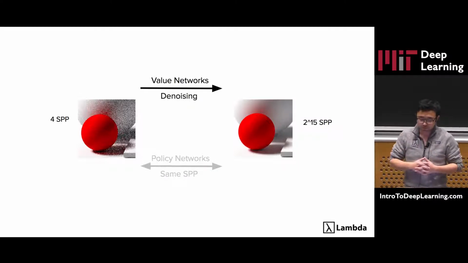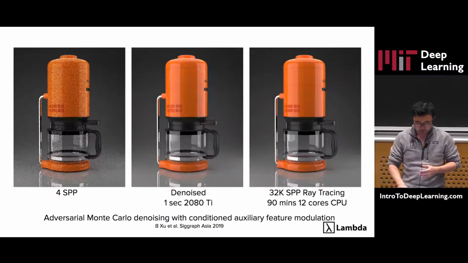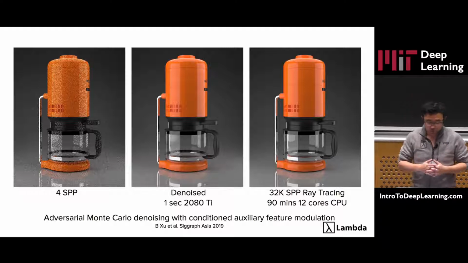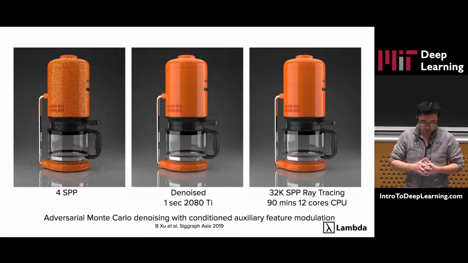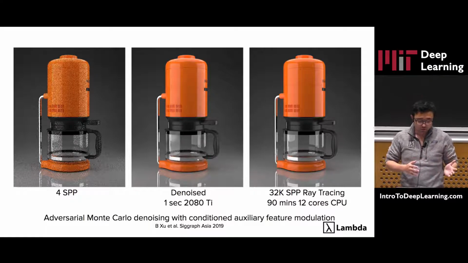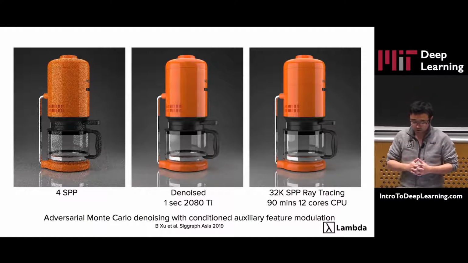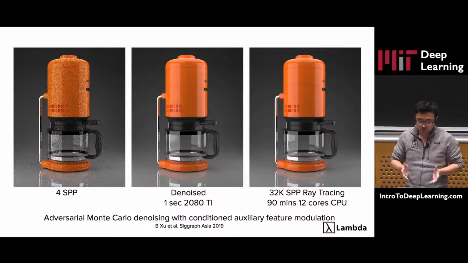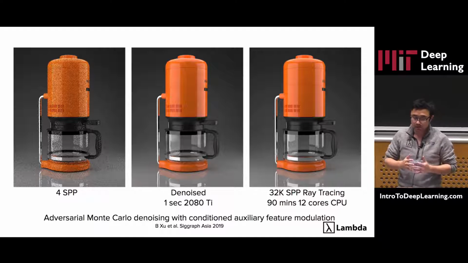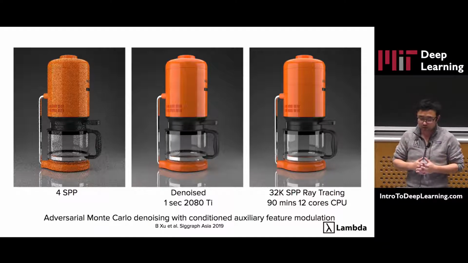Let's first take a look at the value-based approach. This is a recent work we did for denoising Monte Carlo rendering. On the left, we have the noisy input image sampled at 4 samples per pixel. In the middle is the denoising result. On the right is the ground truth reference image rendered with 32K samples per pixel. It takes about 19 minutes to do on a 12-core CPU. In contrast, the denoising result only takes about a second to run on a commodity GPU. So there's a very good trade-off between speed and quality.